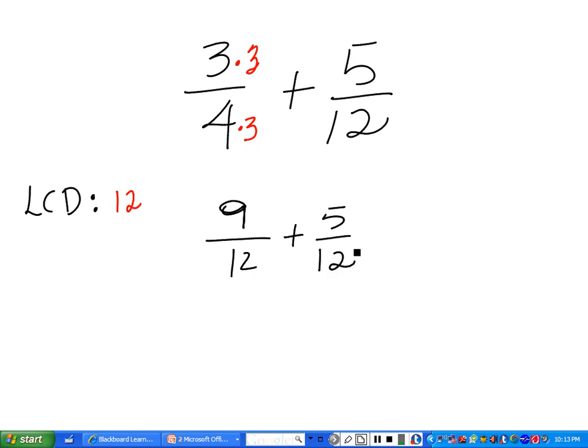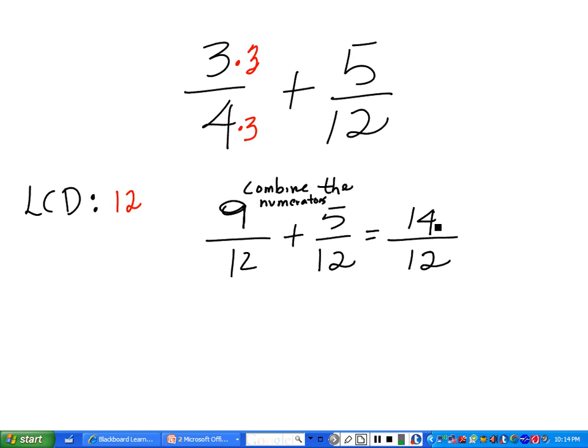Now since both of these fractions have the same denominator, the rule is you keep the denominator the same. Do not add them. Do not subtract them. You keep the denominator the same. But you will combine the numerator. So combine the numerators. So what we have is 9 plus 5, which is 14.